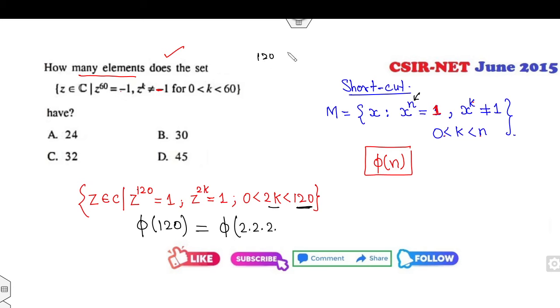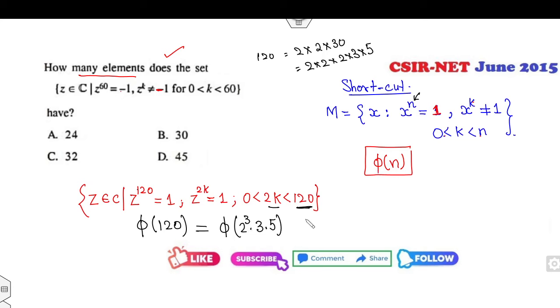how can you factor them? It will be 2, then 60. 60 will be 2 into 30. 30 will be 2 into 15. So that will be 2 raised to power 3, 3 into 5.